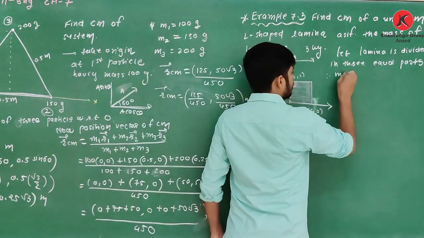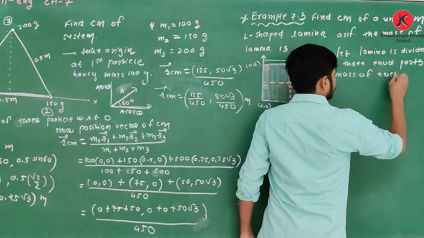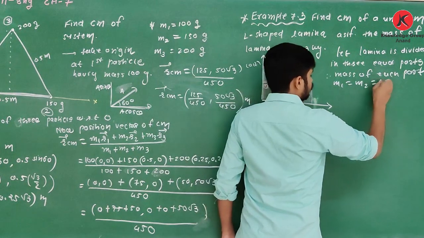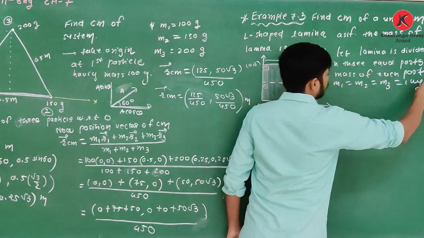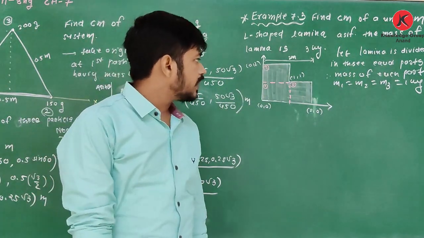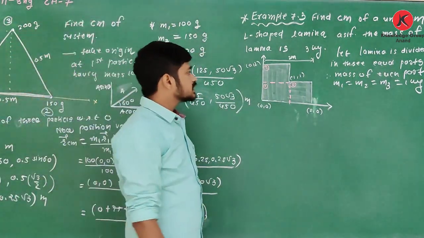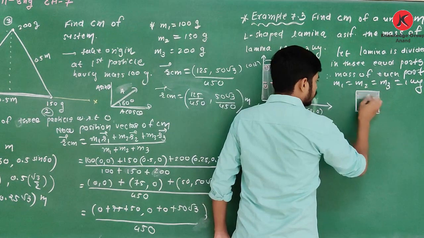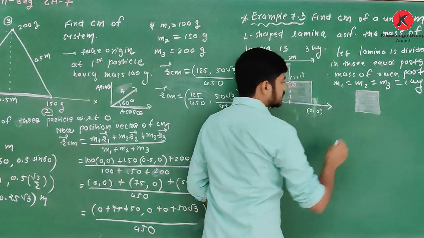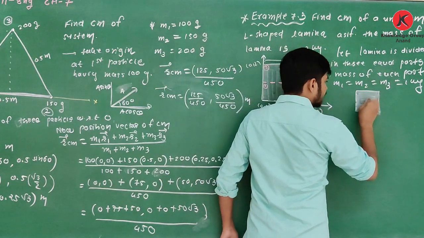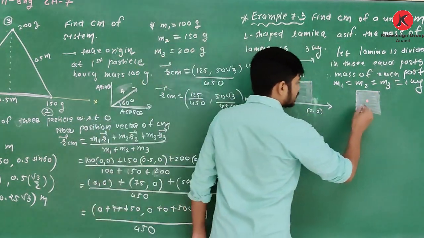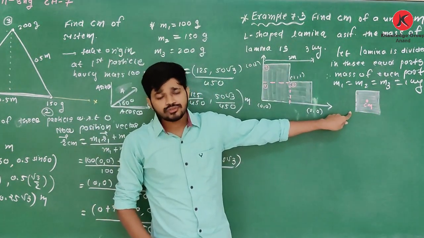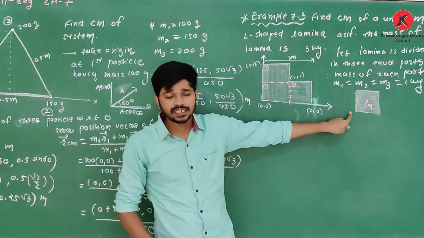So therefore, the mass of each part, that is M1 = M2 = M3, is 1 kg. Simple? Now, we know that if I have a square plate like this, then its center of mass lies at its center. So I can consider the whole mass of this square plate to lie at its center of mass.